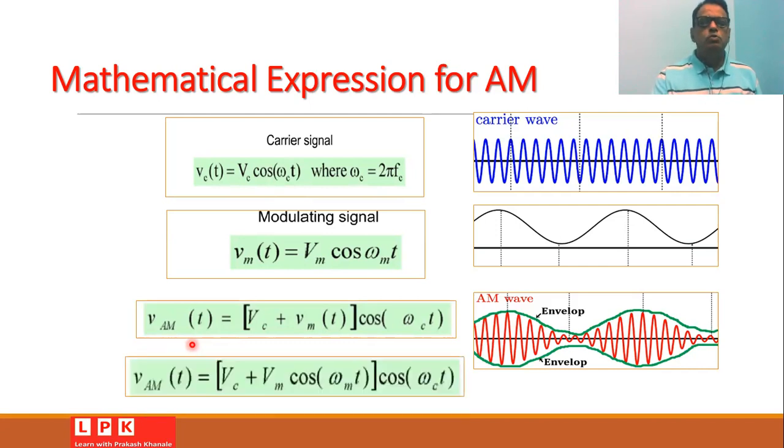Now, once we substitute the expression for vm as Vm cos(ωm t), we can rewrite this equation as vAM(t) = (Vc + Vm cos(ωm t)) cos(ωc t). Now we need to simplify this equation so that we can understand what exactly the amplitude modulated voltage consists of.